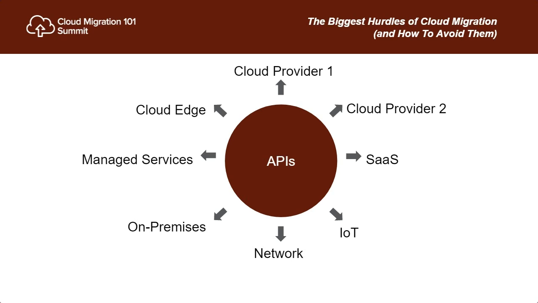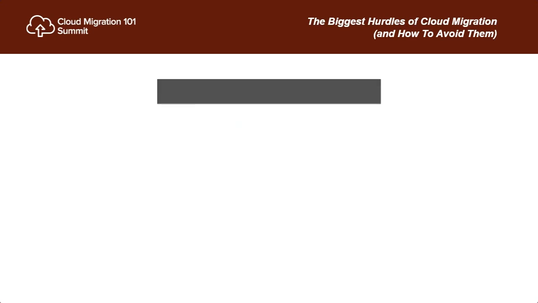Everything should be APIs, whether it's your on-premises environment, whether you're connecting to managed services, whether it's the edge, IoT, the network, SaaS. Everything you should be able to integrate through APIs in order to enable the automation levels that we were talking about earlier. Automation has to go hand in hand with APIs if you're going to have a streamlined, consistent environment across multi-cloud, your on-premises environment, and potentially the edge as well.